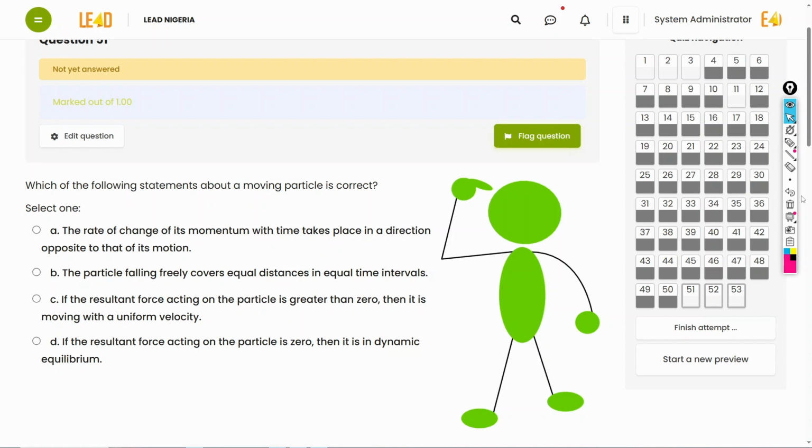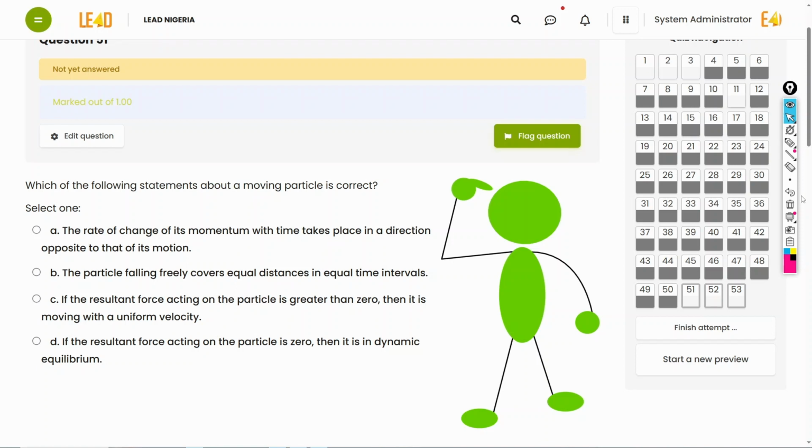B, the particle freely falling covers equal distances in equal time intervals. That is not true. That's only true when the object has attained terminal velocity, right? But when the object is in regular free fall, it's accelerating. So it's speeding up, and in speeding up, that means it will cover more distance in the same time interval. C, if the resultant force acting on the particle is greater than 0, then it is moving with a uniform velocity. That's false.